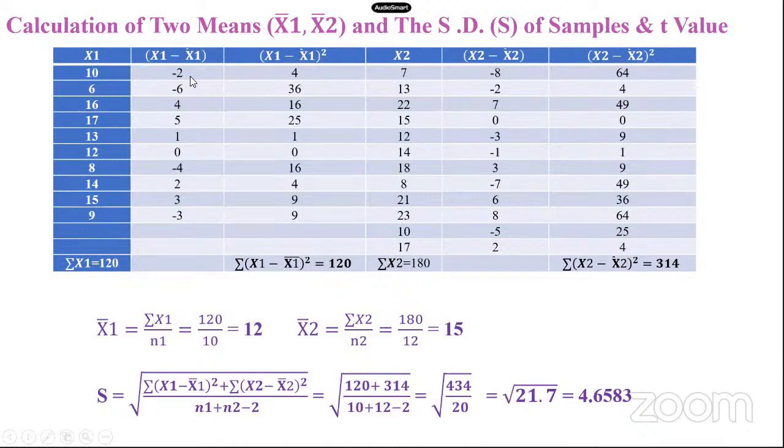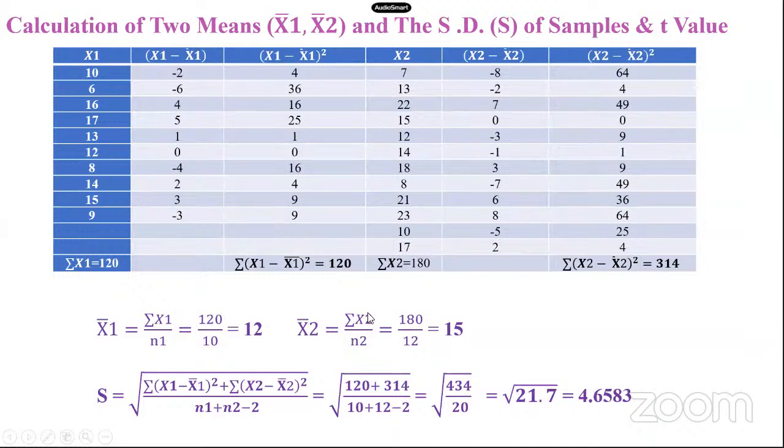Now square: 2 minus 2 square 4, 36, 16, 25, 1, 0, 16, 4, 9 and 9. The sum of the square deviation in case of first sample is equal to 120. So put the 120. Okay. Sum of x minus x bar, x1 bar square is equal to 120.